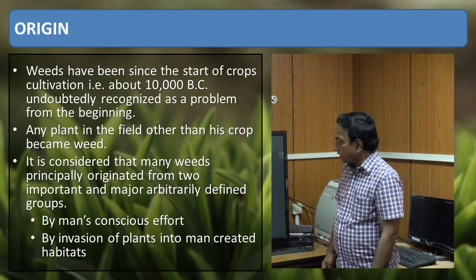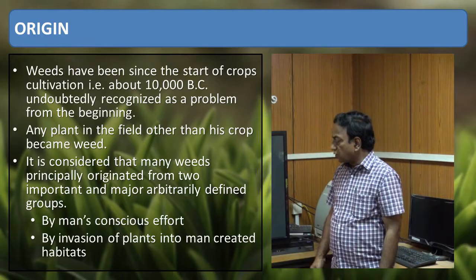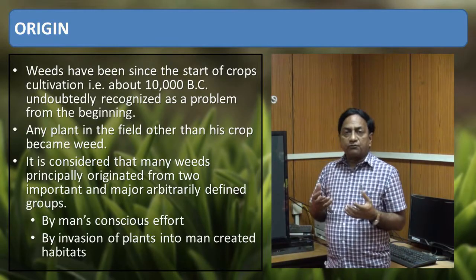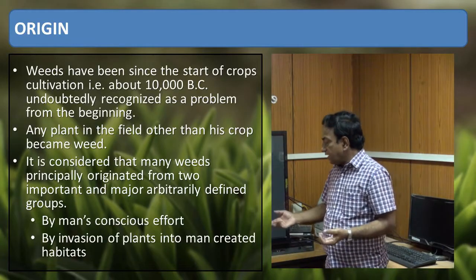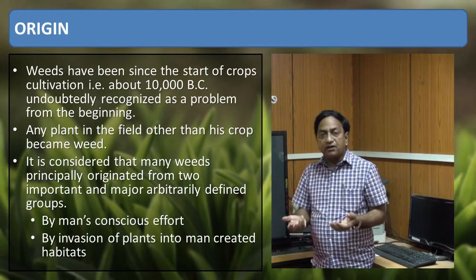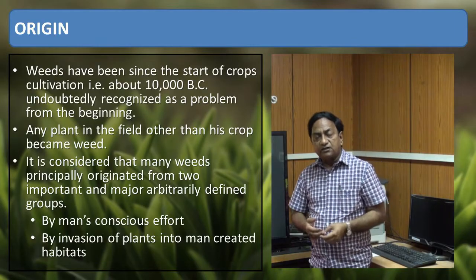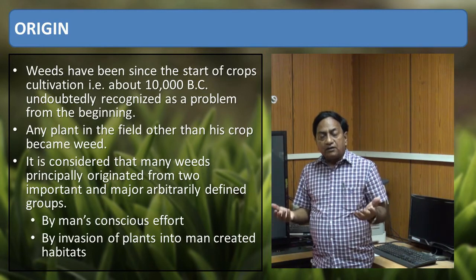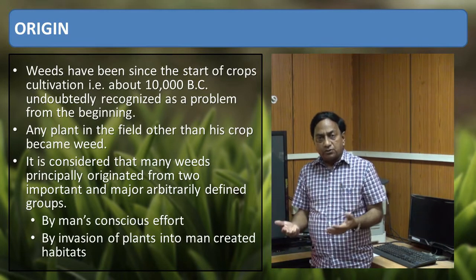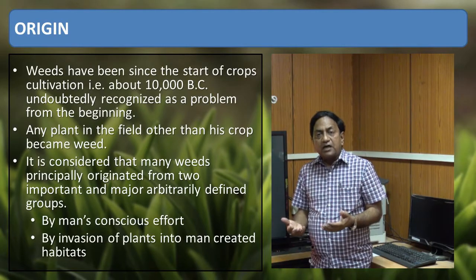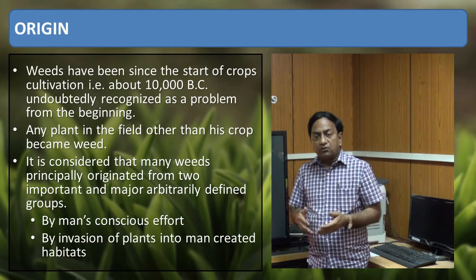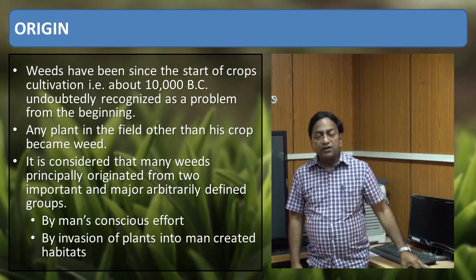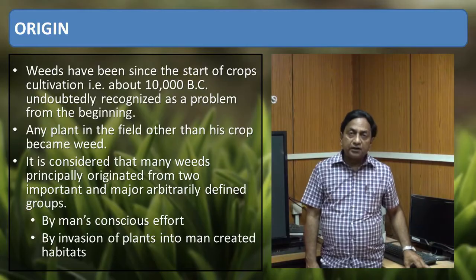It is considered that many weeds principally originated from two major, arbitrarily defined groups, either because of man's conscious effort or by invasion of plants into man-created habitat. Sometimes we have seen that when any colony or habitat is established, even before man comes to live in that habitat, the weeds start coming there. So weeds are omnipresent everywhere, whether in crop fields or non-crop areas.